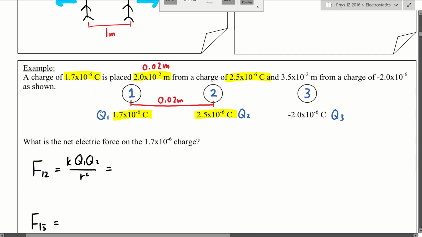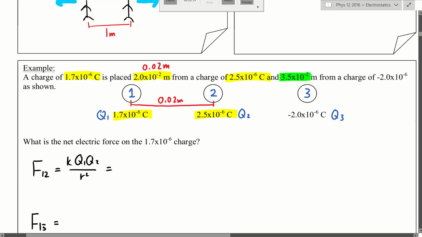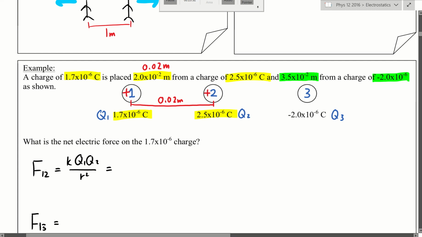Okay, so it's 0.02 meters from a charge of that, and it's 3. So that's another piece of information. It's 3.5 times 10 to the -2 meters from the charge of -2 times 10 to the -6. So the first two charges right here are actually positive. 1 and 2 are positive, and 3 is negative. Okay, so there is a positive charge and a positive charge and a negative charge. Okay, so like that.